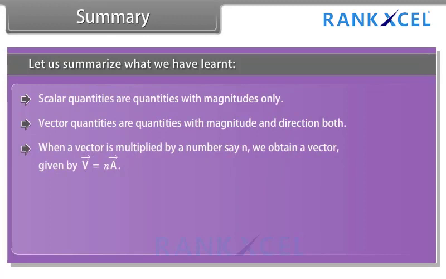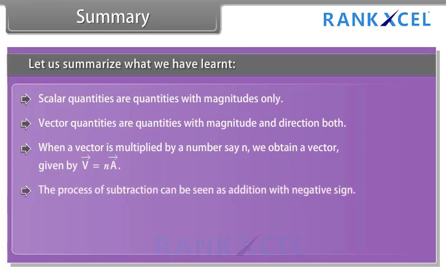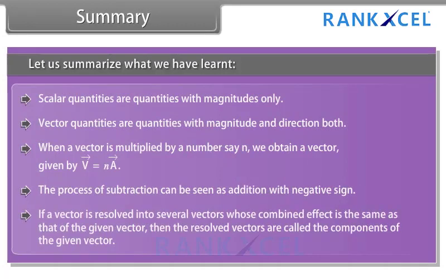When a vector A is multiplied by a number, say n, we obtain a vector v given by v vector equals n times A vector. The process of subtraction can be seen as addition with a negative sign. If a vector is resolved into several vectors whose combined effect is the same as that of the given vector, then the resolved vectors are called the components of the given vector.